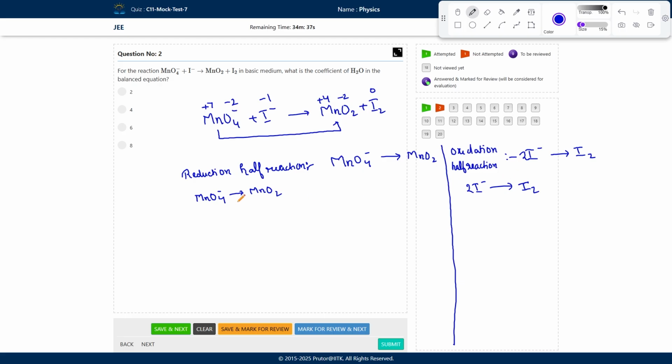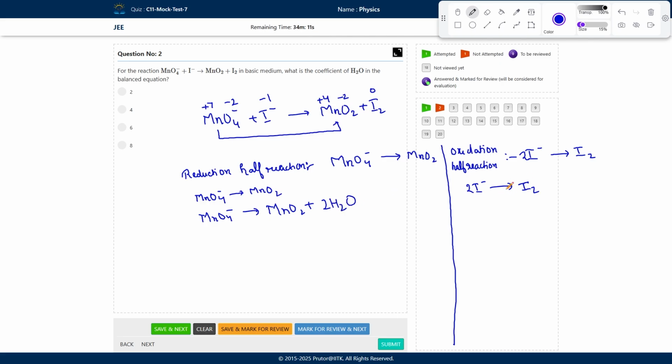If you look at the reduction half reaction, there are 4 oxygens, whereas on the right hand side 2 oxygens are present. So to balance oxygen, we need water molecules. Remember, to balance oxygen we use water molecules as a source of oxygen. So we need 2 more oxygens. On adding 2 H2O, you will get 2 oxygens.